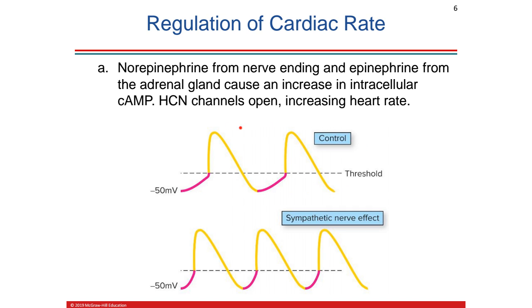So here's the normal control value. Here, if you stimulate the sympathetic nerves, there'll be greater opening of the HCN channels, and therefore you reach spike threshold faster. And then you have a spike faster, it repolarizes, and then the next one occurs faster also. So the overall effect is that the heart rate will increase.